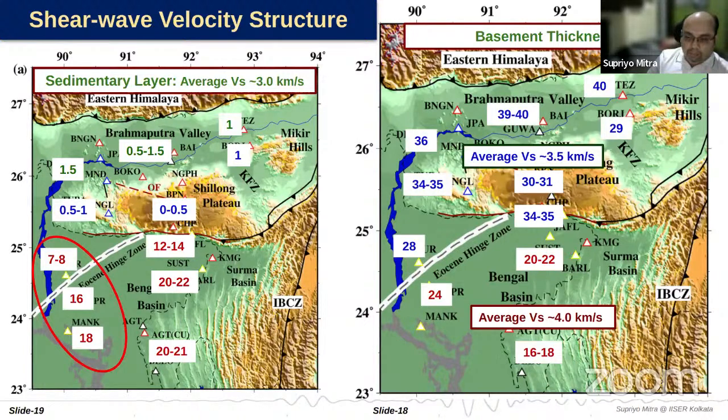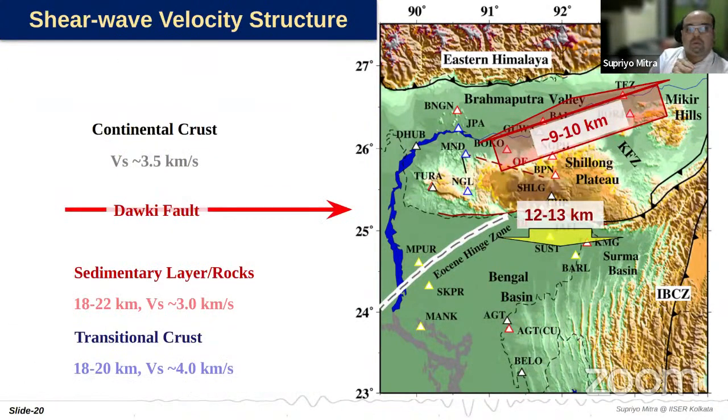So it's about 20 kilometers in the central Bengal basin, and then thins as you go to the south. And you can see that change also across the Eocene Hinge zone. So these are basically the summary of the structure that we have seen. Now, if I put that in a slightly different perspective, this is what I'm trying to tell you.